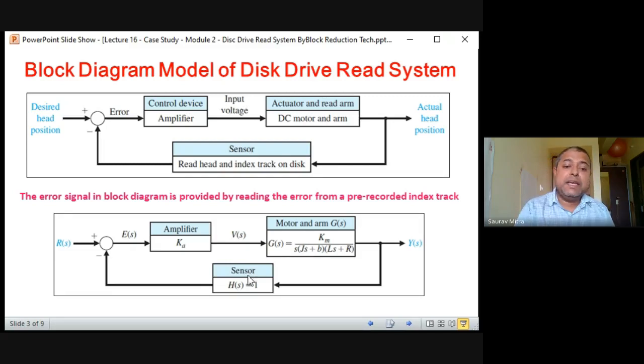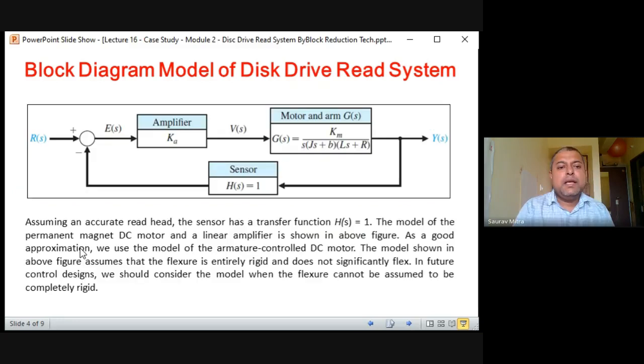And now you are finding H is equal to 1. So it will be Ka into GS, that is called the main forward gain, and the feedback is 1. So what will be the overall transfer function? It will be Ka into GS divided by 1 plus Ka into GS. So if you are trying to find the overall transfer function, it will be Ka into GS in the numerator divided by 1 plus Ka into GS into 1. Okay, that will be the overall transfer function, Ys by Rs.